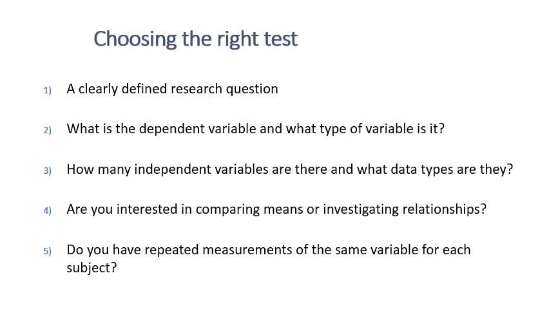Also, you have to take note that one way of choosing the right test is to look at the dependent variable and what type of variable it is. And if there are independent variables, how many and what are their types? Also, are you interested in comparing means or investigating relationships? And do you have repeated measurements of the same variable for each subject? Also, you have to take note of the design. Another important consideration is the research design.